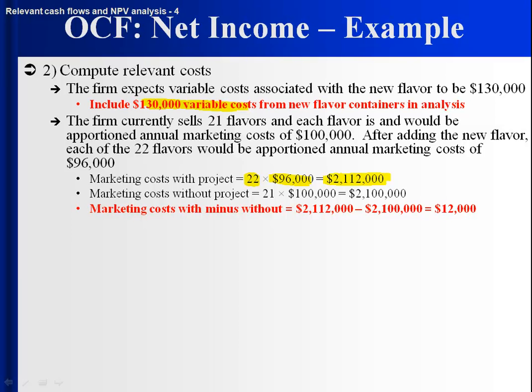If they don't embark on this project, the cost would be 21, which is the number of flavors that there would be, times 100,000 for each, because that's what they're all allocated. It's 2.1 million. So marketing costs would increase by 12,000 as a result of embarking on the project, and that's what we want to incorporate. Without, it'd be 2.1. With, it'd be 2,112,000, which is 12,000 higher. That's what the decision to embark on this project means for the firm.